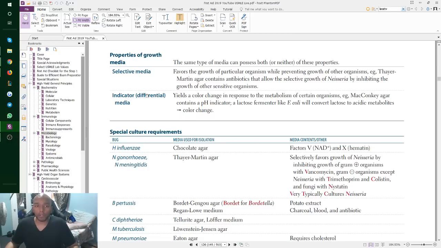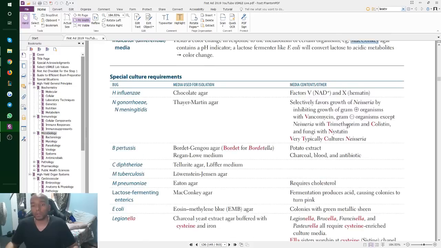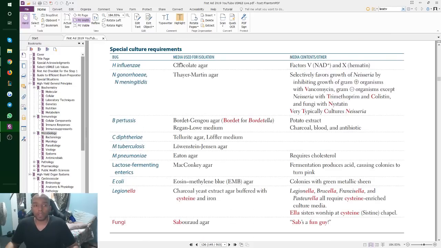The indicator media or the differential media yields a color change in response to the metabolism of certain organisms. So that's your MacConkey agar, right, which has a pH indicator, and any lactose fermenter like E. coli will convert lactose to acidic metabolites, causing a color change on MacConkey agar. Now, again, with this kind of agar, you do need to know which color change indicates what kind of bacteria is present. You need to know those colors as well. So that's all going to come up.